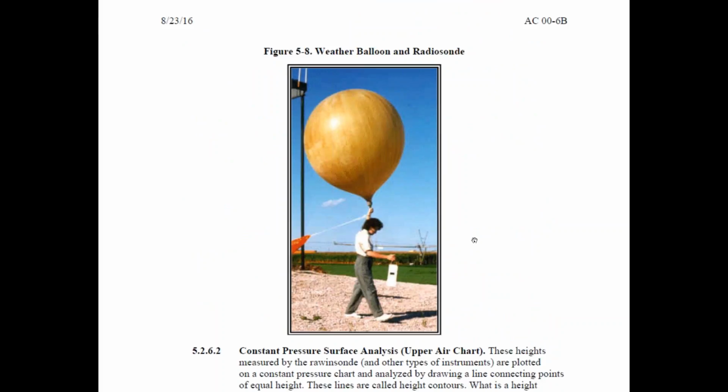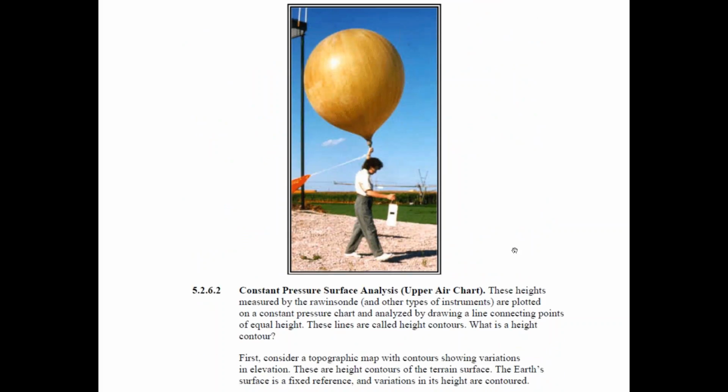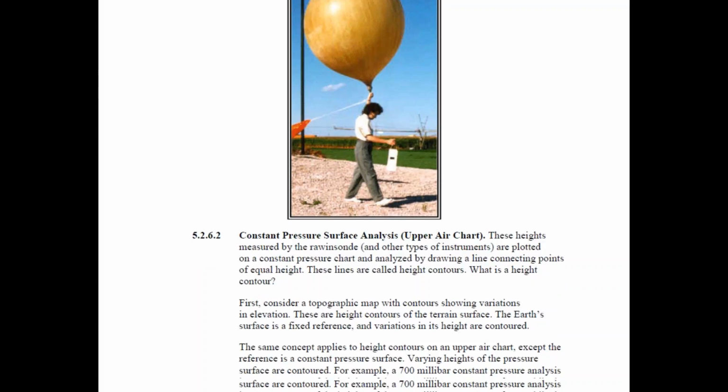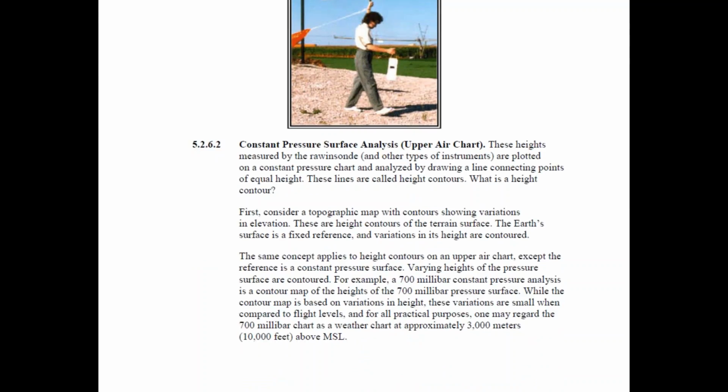That's what the balloon looks like. They're just taking different readings, a reading at this altitude, a reading at another higher up altitude, and they map out all of the different pressure levels. And all those lines that you see on that chart are called isobars.